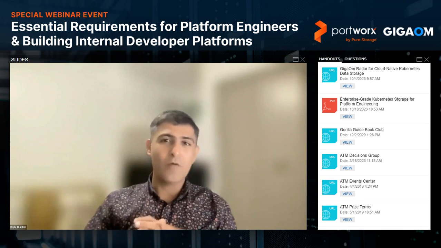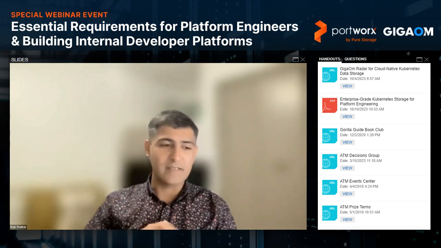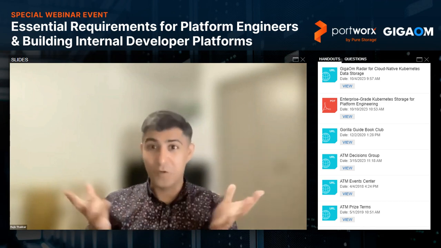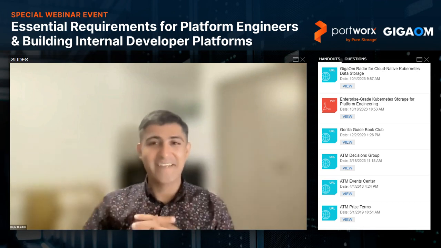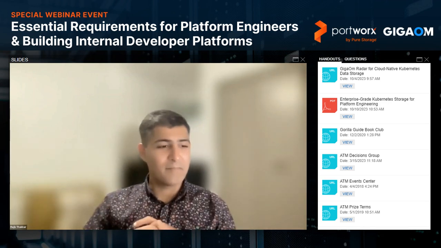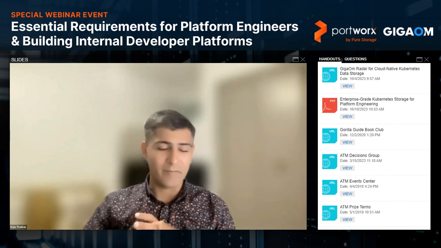So how important are these stateful applications, which are built on containers that are stateless by nature, when it comes to building an IDP from your point of view?